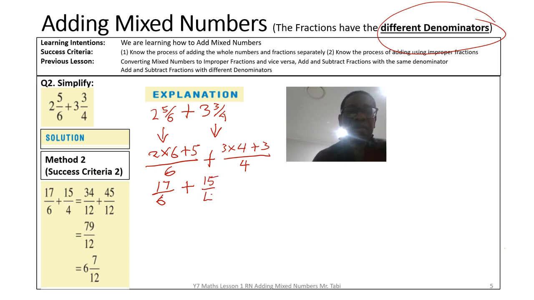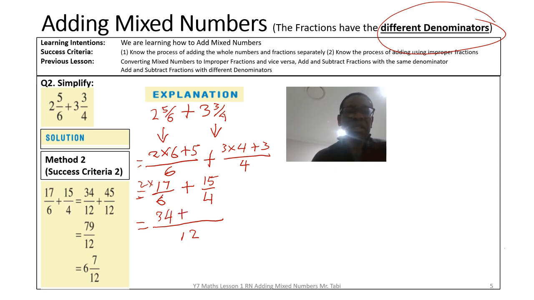over 4. And as we saw before, if the denominators are different, we need to find the multiples and find the lowest common multiple. And we have seen from the previous slide that the lowest common multiple for 6 and 4 is 12. Now, what do we do to the 6? To get a 12, you multiply by 2. So you must multiply the 17 also by 2 to get 34.